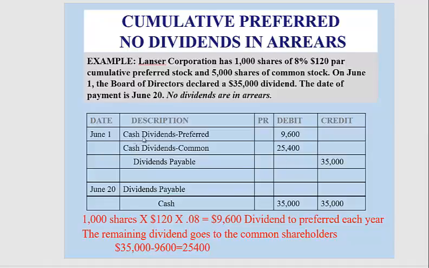So we debit cash dividends preferred, $9,600, cash dividends common, $25,400, and then we credit dividends payable for $35,000. Then on the date of payment, which is June 20th, we actually pay the dividends. So we're going to credit cash for $35,000 and debit the liability dividends payable for $35,000.